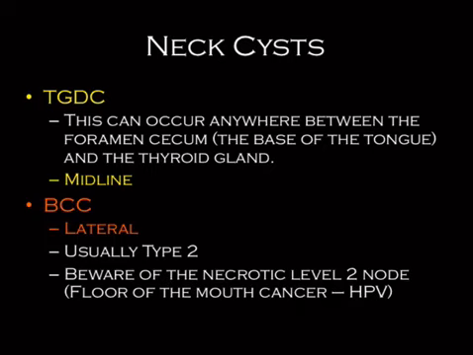There's a whole bunch of different types, but like 95% of them are type 2, so if you're forced to guess, I would pick type 2, assuming that it would be difficult for your test writer to find you a case of something that's not type 2. Be aware, especially in an older person, that a necrotic level 2 lymph node can mimic a branchial cleft cyst. If you're thinking, hey, that patient's too young to have floor of the mouth cancer, watch out. HPV can cause floor of the mouth cancers in fairly young people.